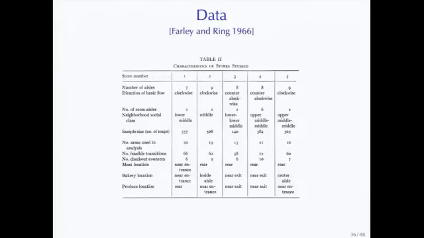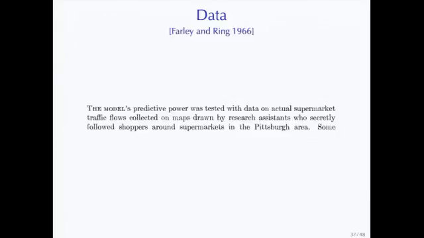Now, how did they actually get the paths? Well, according to the paper, the model's predictive power was tested with data on actual supermarket traffic flows collected on maps drawn by research assistants who secretly followed shoppers around the supermarkets in Pittsburgh.